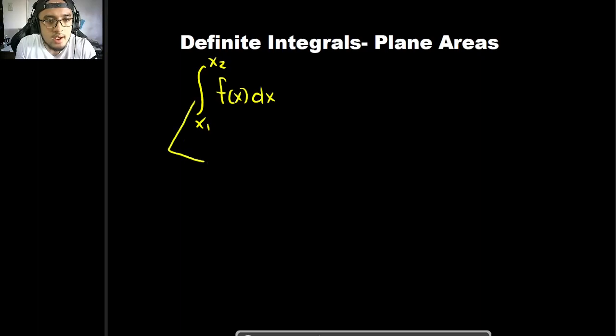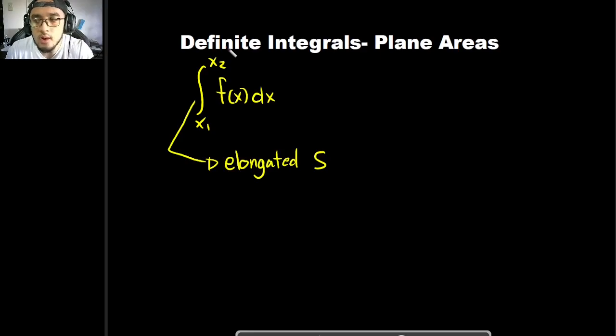This integral sign right here is actually an elongated letter S, and this elongated S signifies that we are getting the infinite summation of whatever differential function we are trying to integrate. In this example, we are getting the infinite summation of this function about these limits. Using that principle, we can now solve for the plane area about a certain graph.